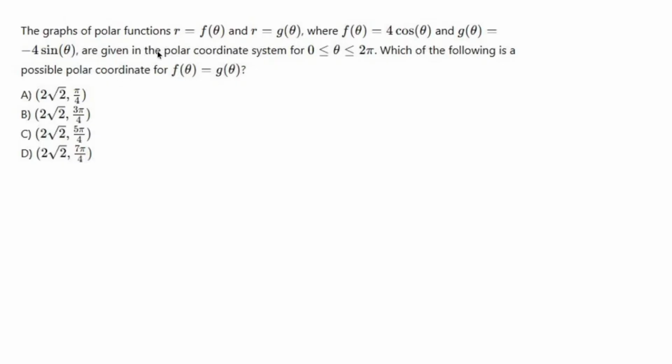The graphs of polar functions r equals f of theta and r equals g of theta, where f of theta is 4 cos theta and g of theta is negative 4 sine theta, are given in the polar coordinate system for everything in between 0 and 2 pi. Which of the following is a possible polar coordinate for these guys when they're set equal to each other? Well, if I were to make the most generic polar coordinate system, it would be a circle very similar to a unit circle, right? Now let's scooch this over here. Let's get rid of that straight line. If it'll let me, it will.